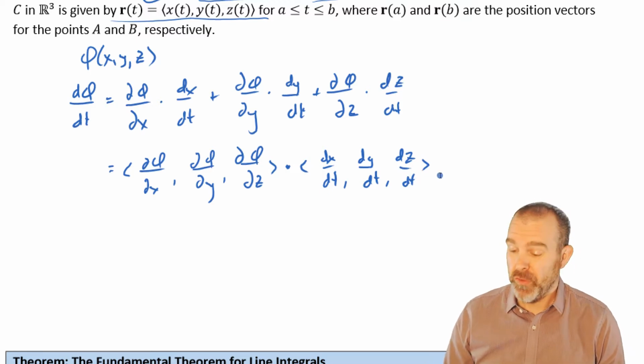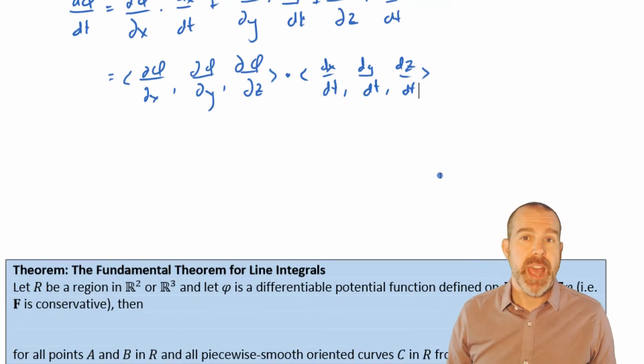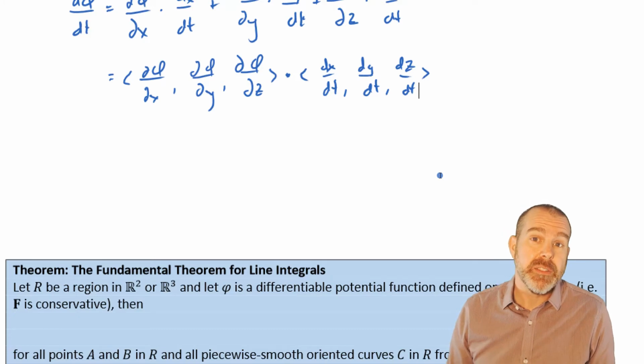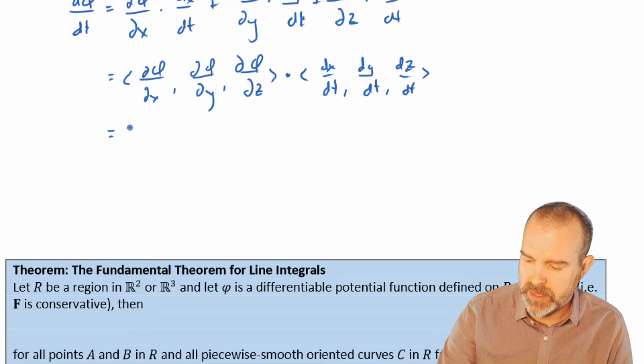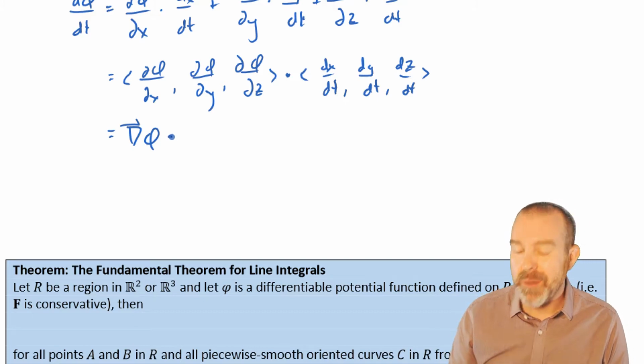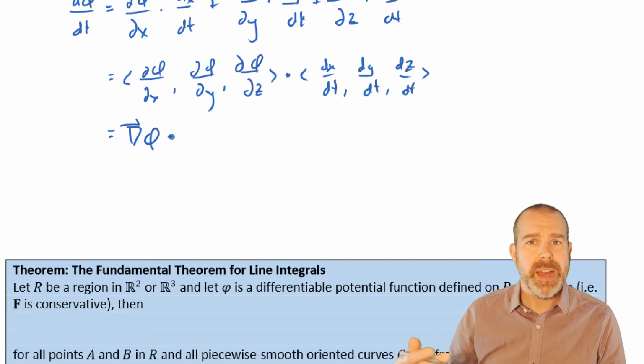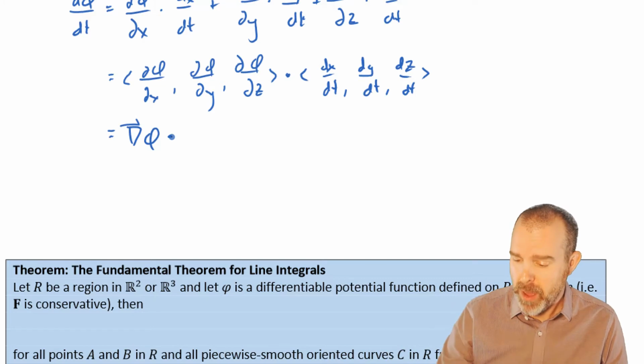Well, those should look familiar. The partial derivative of phi with respect to x, with respect to y, with respect to z, that's the gradient, right? That's the gradient of phi. And then we have this dx/dt, dy/dt, dz/dt, that's r prime.